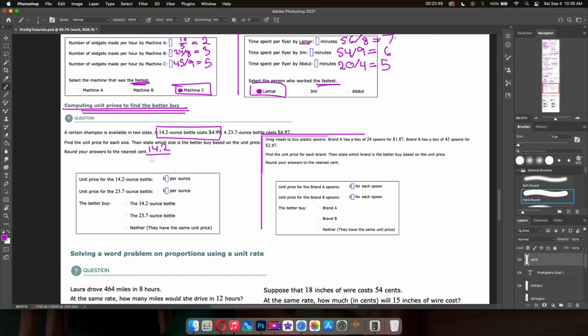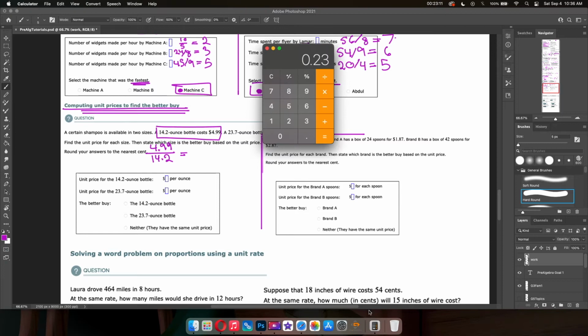14.2 over 4. Oh no, but it's unit price. See, the system tricked me. The software wanted me to do it wrong, and I'm not going to let it. When you're dealing with unit price, the money has to go first. 4.99 divided by 14.2. And now I'm going to pull out my calculator, and divide that out. 4.99 divided by 14.2. Enter.